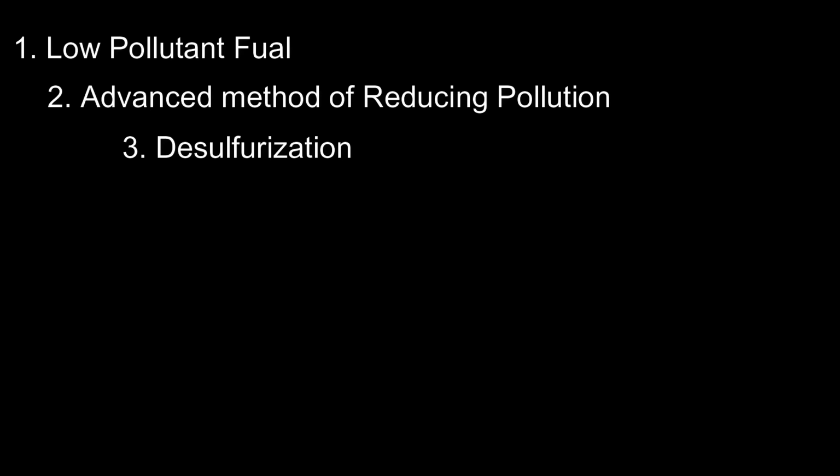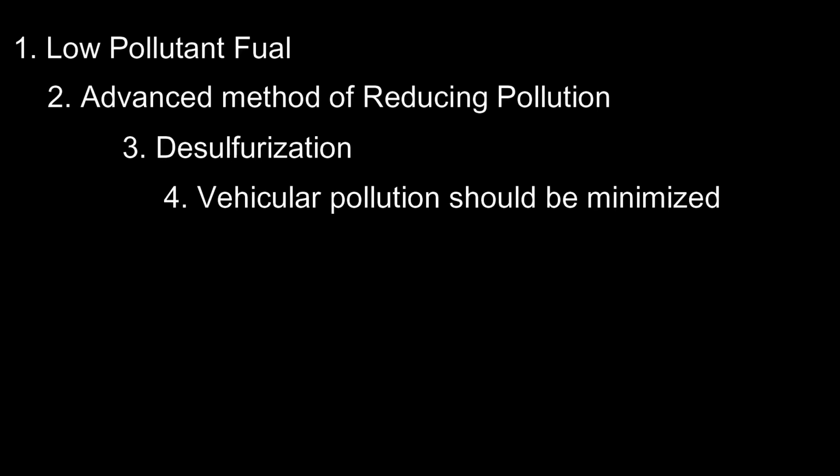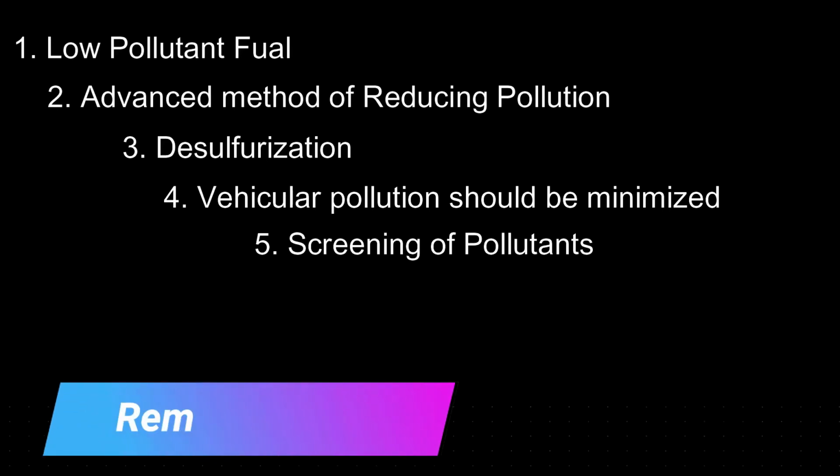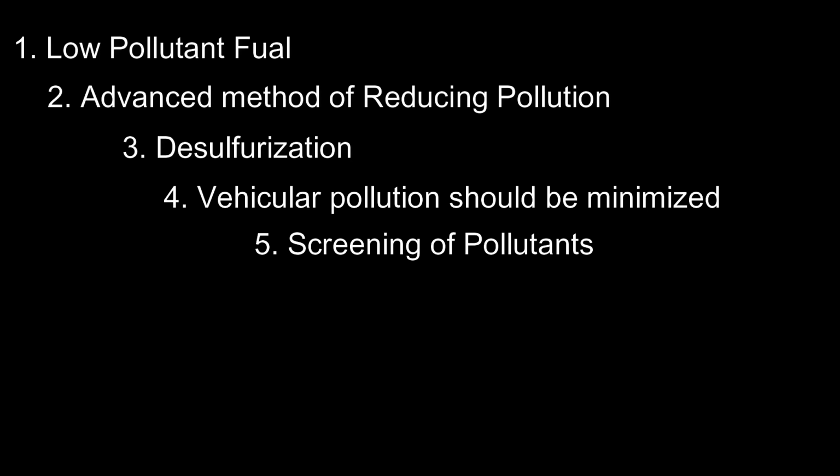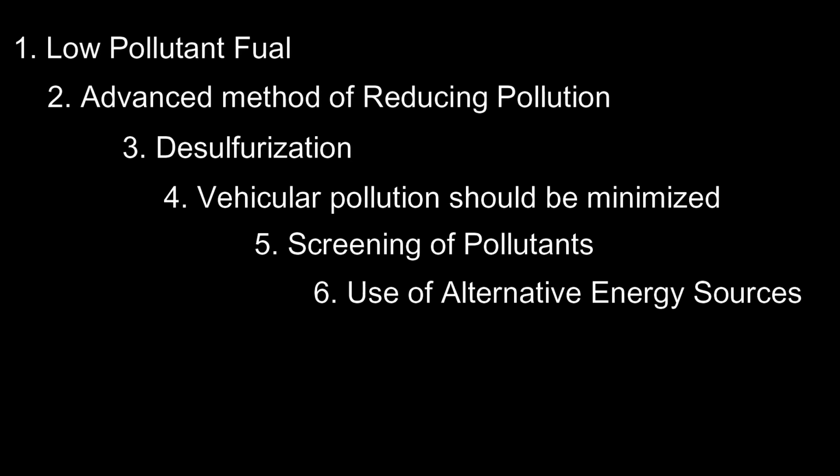Number three, oil desulfurization by using hydrodesulfurization techniques should be adopted. Number four, vehicular pollution should be minimized. Number five, screening of pollutants from exhausts and fuel gases should be practiced. Number six, instead of fossil fuels, use of alternative energy sources should be adopted. And number seven, liming of lakes, streams and rivers by using limestones and dolomites should be carried out at regular intervals in acid rain prone areas.